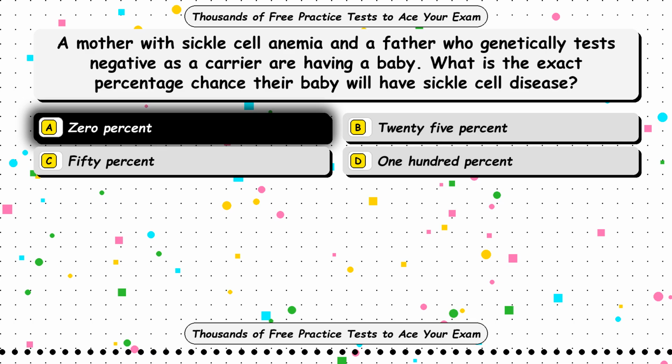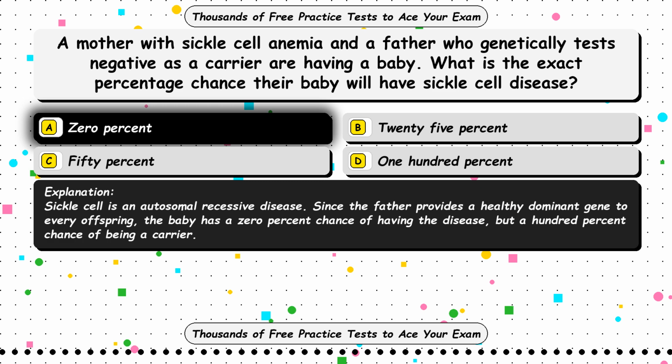The correct answer is option A, 0%. Sickle cell is an autosomal recessive disease. Since the father provides a healthy dominant gene to every offspring, the baby has a 0% chance of having the disease, but a 100% chance of being a carrier.